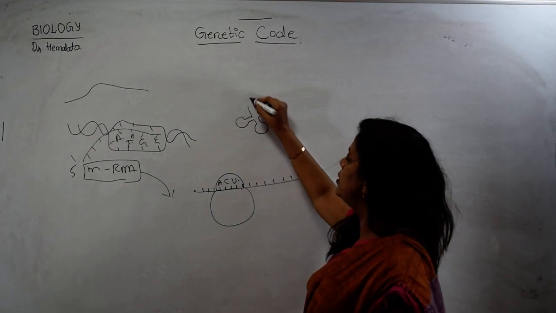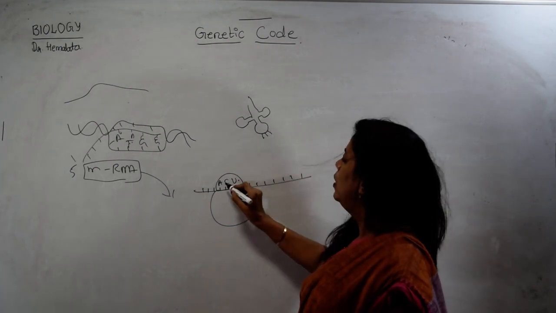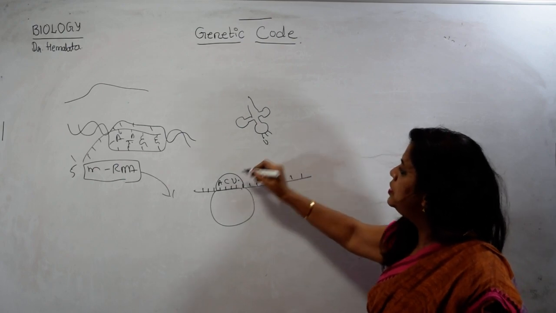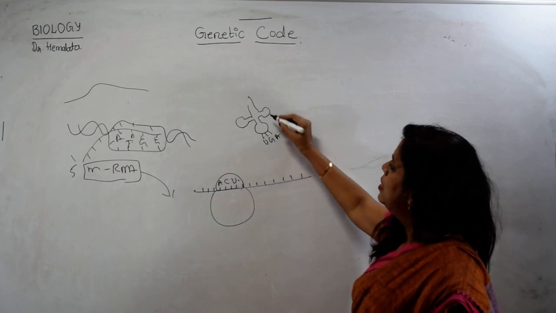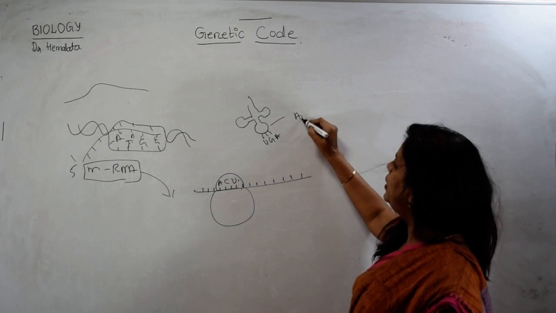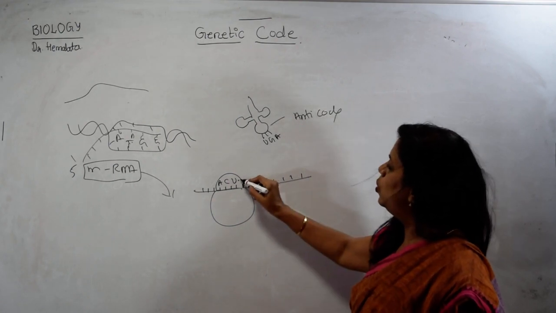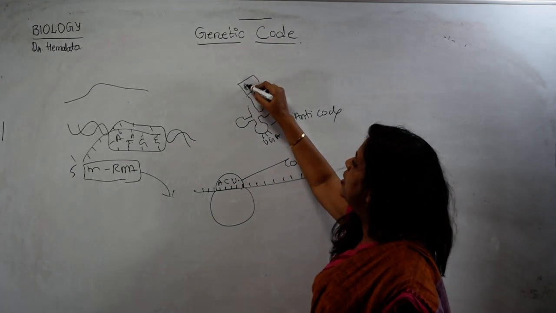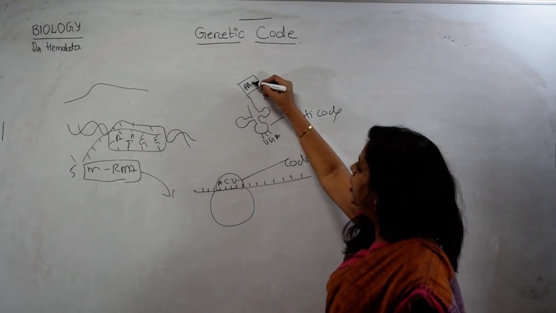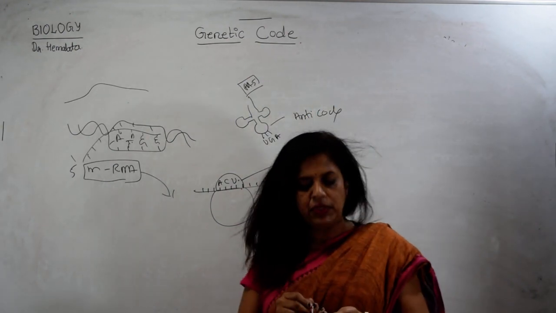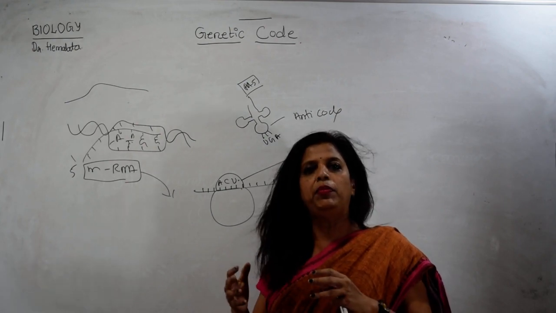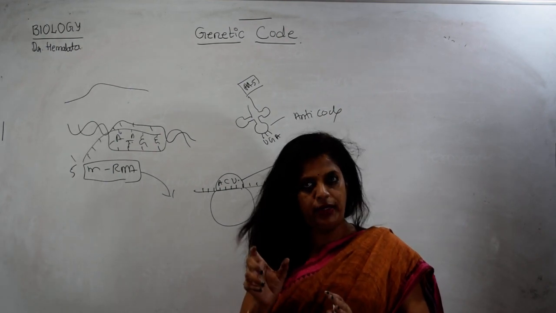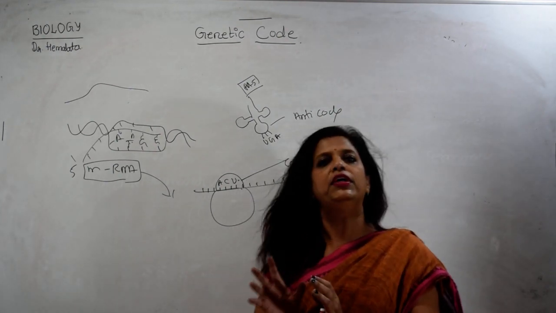tRNA is a clover leaf like structure. It has anticodons here, almost complementary to this. For this A, you have U, for C, you have G, for U, you have A. According to the anticodon, this is called the anticode. This is called the coding language of the codon. And according to the anticodon, a particular amino acid will bind to this. It may be cysteine, or it may be proline, it may be methionine. Anything can bind based on the type of anticodons it has at the tip of the tRNA.